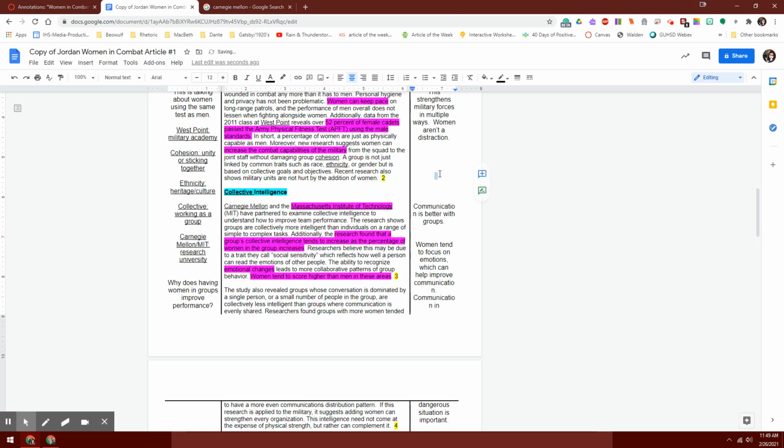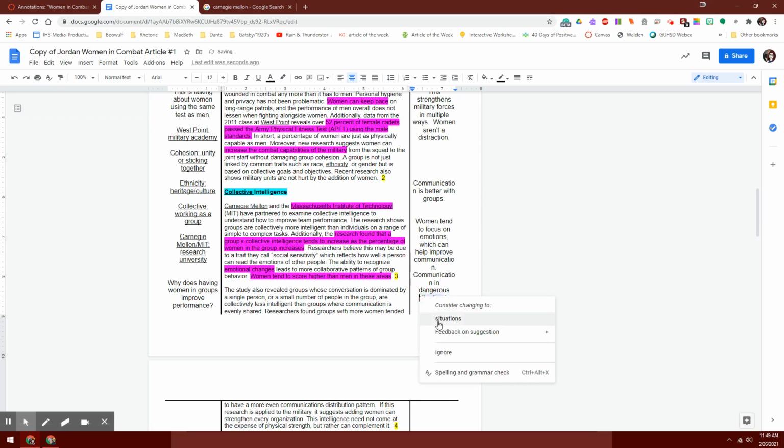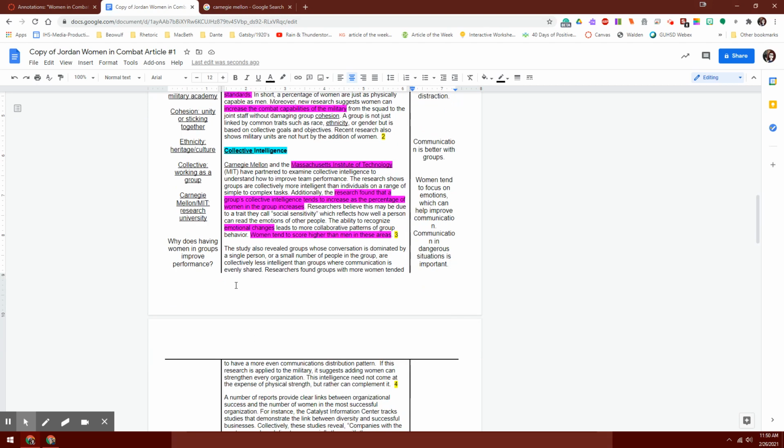Okay, so let me delete a couple of those spaces so it stays up here. Dangerous situations. So this is why this is important. If we don't have communication in the military, a job could go bad. It could lead to people dying. So this is why we're looking at this idea that yes, women could be potentially helpful. Okay, so let's move on to our next paragraph that kind of splits the page here.